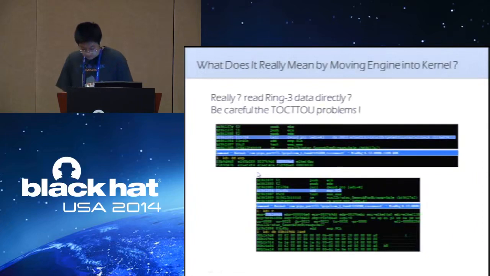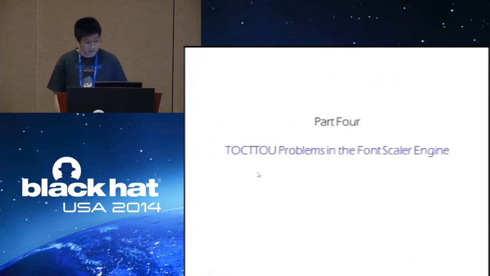And then, analyzing this CVE, other facts surfaced. All the data the font engine reads comes directly from user mode memory. I think that's the consequence of moving the font engine into kernel mode. We knew that the kernel should be more careful when reading user-controlled data. Being cautious is never enough, especially with TOCTTOU problems. I will discuss this issue in the next section.